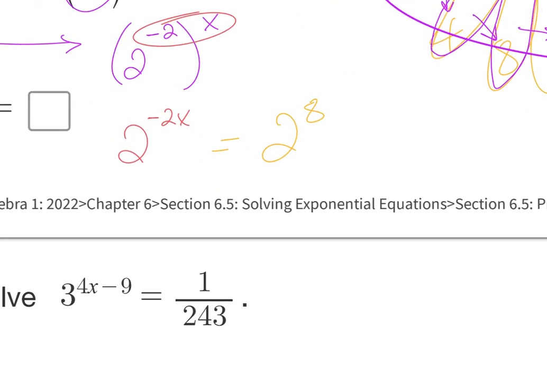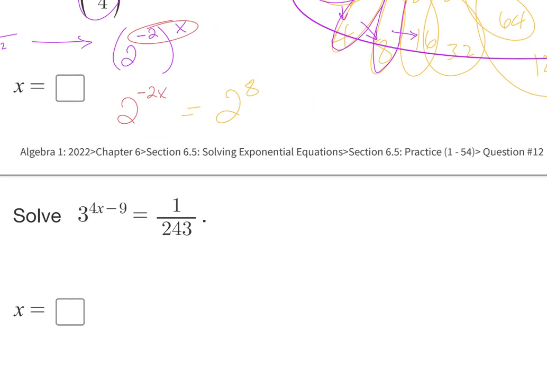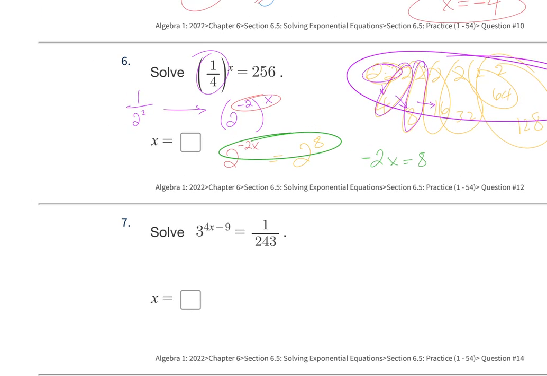So now we have 2 to the negative 2x power equals 2 to the 8th. We can ignore the bases because they're the same. Negative 2x equals 8, so x equals negative 4.